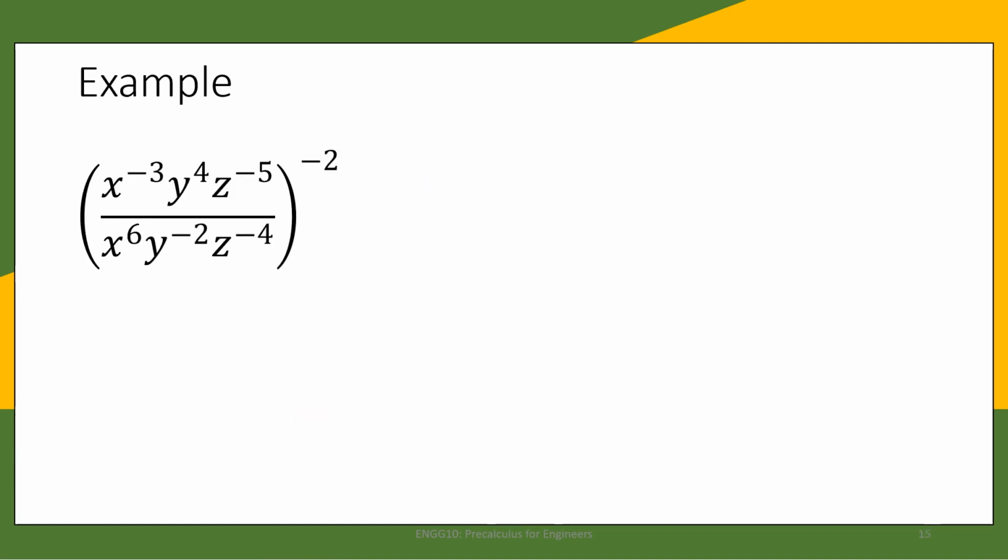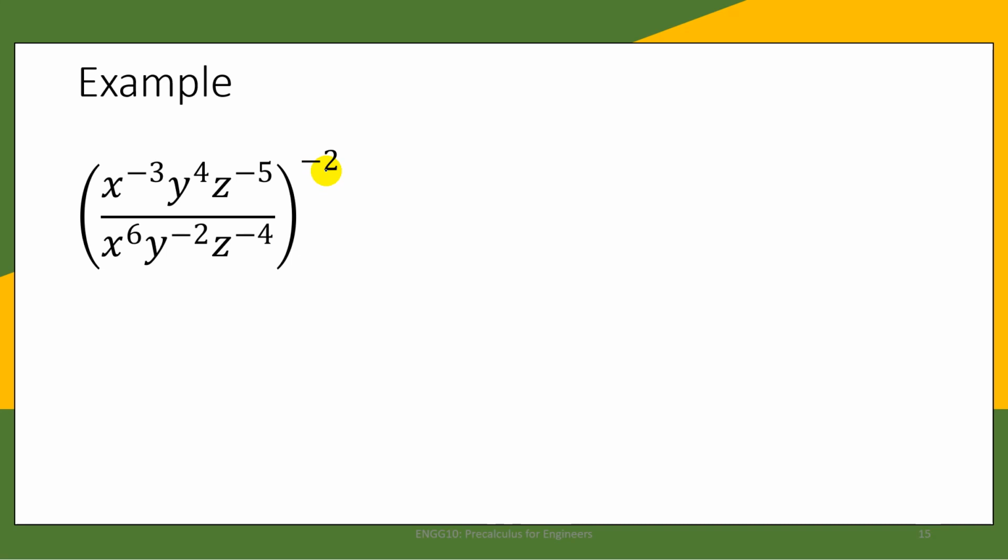For our final example in module 1.2, we are going to answer this expression. And this is actually a combination of some of the theorems we have discussed. We have x raised to negative 3, y raised to 4, z raised to negative 5, all over x raised to 6, y raised to negative 2, z raised to negative 4, and this whole expression is raised to negative 2. Actually, there is no single way to simplify expressions like this.